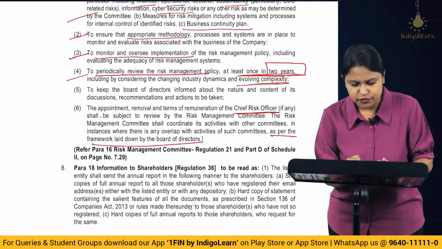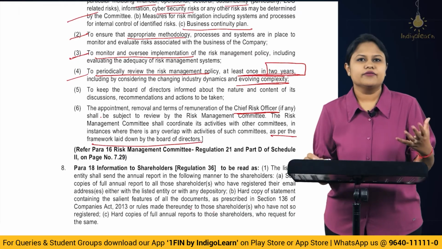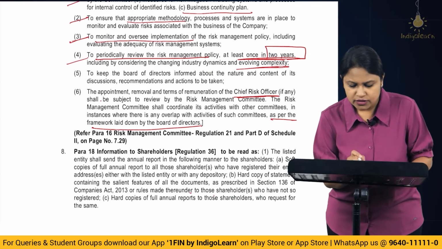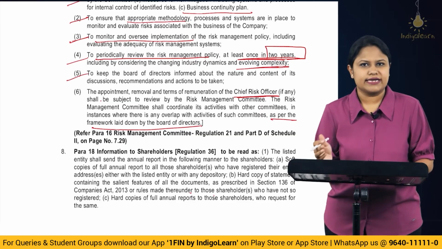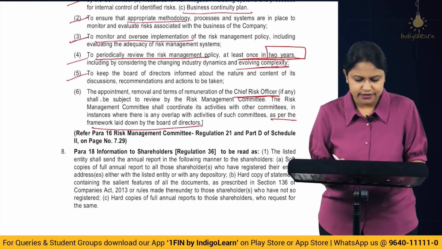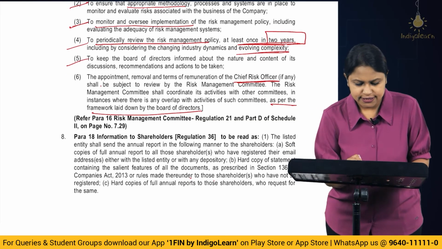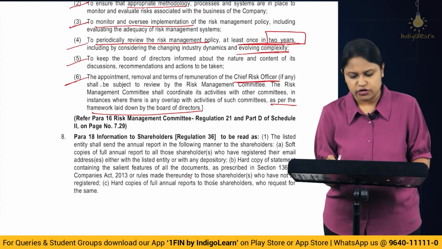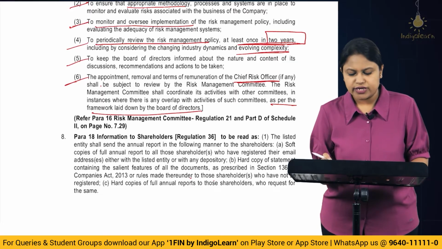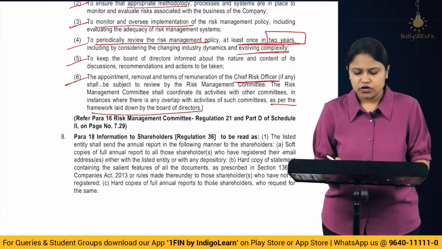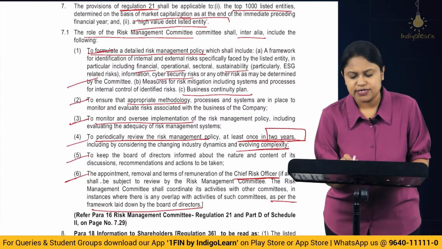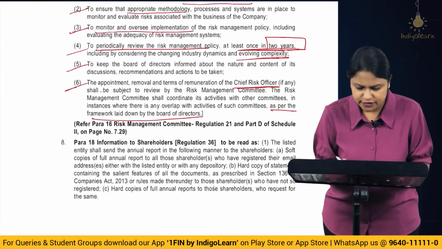Then periodically review the risk management policy. The review will basically be done by the BOD, and that is going to happen once in 2 years compulsorily. Then you have to keep informing the board of directors regarding any changes that have happened, and discussions that take place. Then the appointment, removal and terms of remuneration of the Chief Risk Officer, if you have one, will also come under the review of the Risk Management Committee. All of this is going to be included as a part of the Risk Management Committee. So this is quite important.